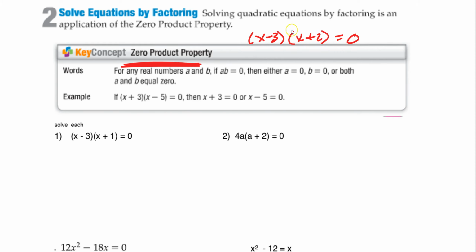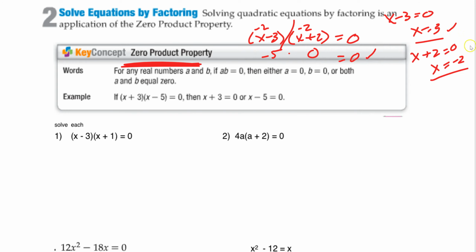Well, for this to be true, all you've got to do is set either one equal to 0. So let's set x minus 3 equal to 0. Solve it, x equals 3. This works. That's how you do it. Just split it and solve each one separately. Why does this work? If you plug it back in, I get 0 times negative 5. Well, 0 times negative 5 is 0, so it checks out.